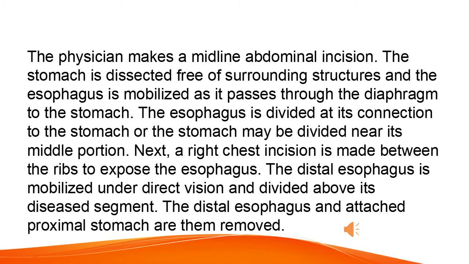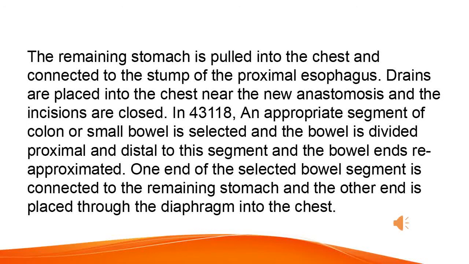The distal esophagus and attached proximal stomach are then removed. The remaining stomach is pulled into the chest and connected to the stump of the proximal esophagus. Drains are placed into the chest near the new anastomosis and the incisions are closed.